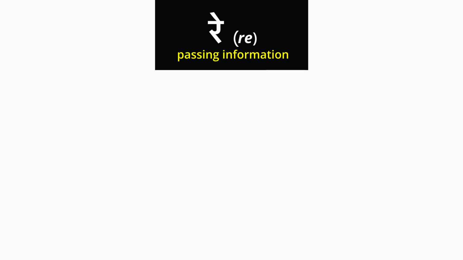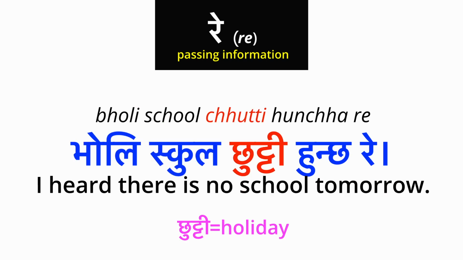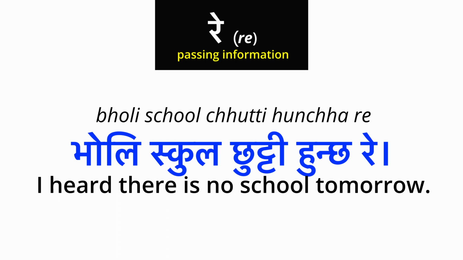For example, भोलि स्कुल छुट्टी हुन्छ रे. I heard there is no school tomorrow. Here your friend told you tomorrow there is no school, but you are not sure about that. And when you want to narrate this thing to another person, then you use the same sentence adding re at the end. भोलि स्कुल छुट्टी हुन्छ रे.